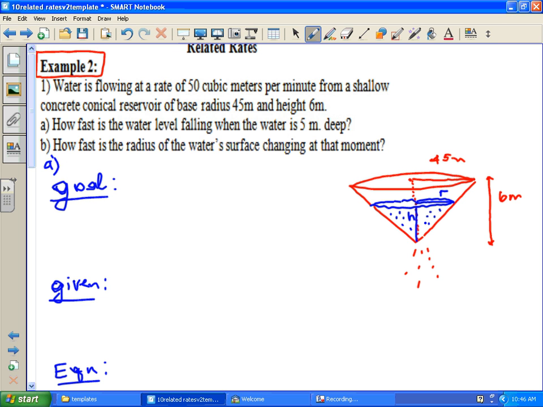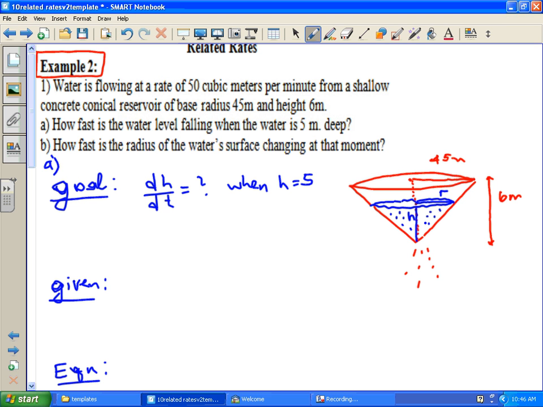Good. I heard from a lot of students said the same thing. I'm happy to hear that. So dH/dt. How fast is the water level falling? That's clearly going to be dH/dt, at the moment when water is 5 meters deep, so that's at the moment when H equals 5. I want to find that.